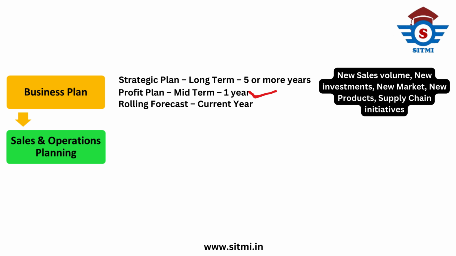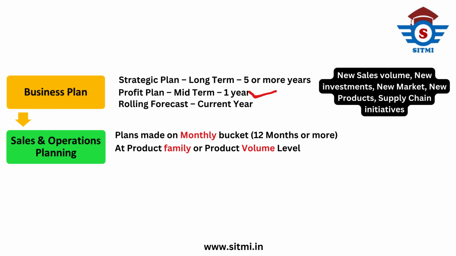Usually the profit plan that is made for a single year plays a vital role in starting to forecast the future. Now sales and operations plans are made in monthly buckets and usually those are done for the next 12 months or even for 18 months, which depends on the industry or on the product nature or product lead times. It is also important to understand that planning done in S&OP is at product family level, or sometimes it is called planning done at product volume level.